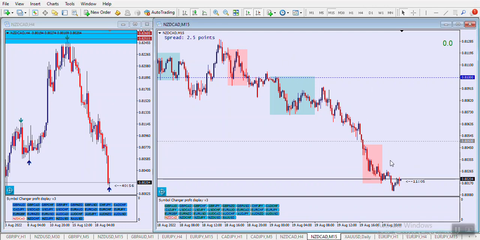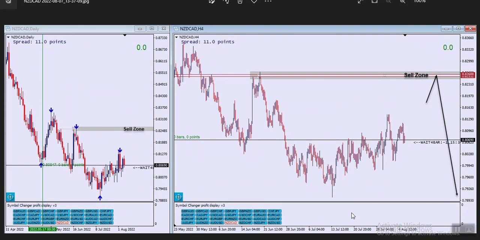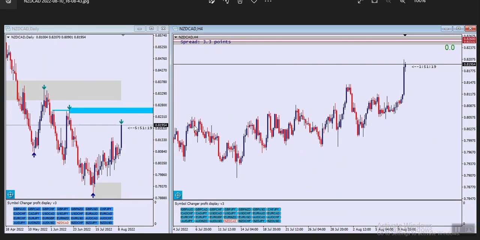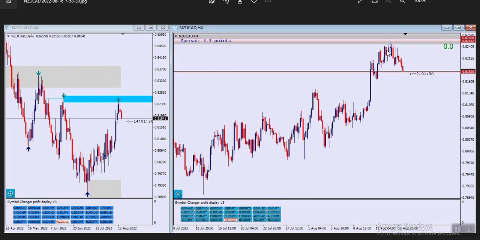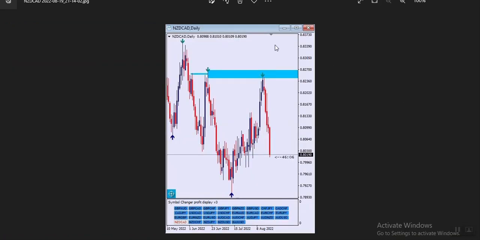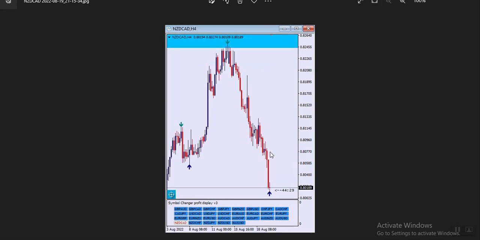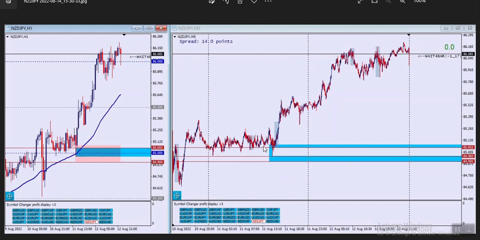Now let's look at some other trades. A few trades that we took this week. This was the NZD CAD, and this was when price was fast approaching the entry, the sell zone, and that was when price hit the zone and started dropping. This is the daily time frame, how far it has dropped. This is a 4-hour time frame, how far the NZD CAD has dropped as well.